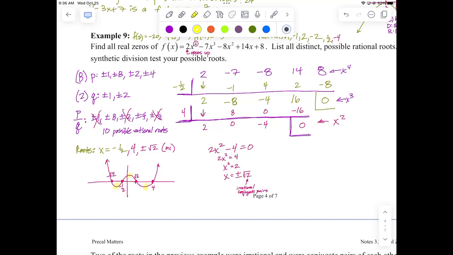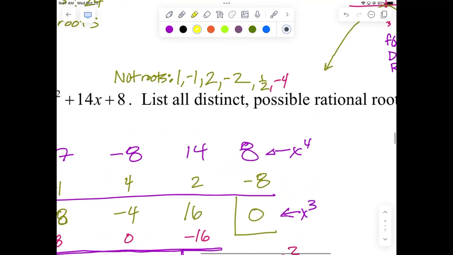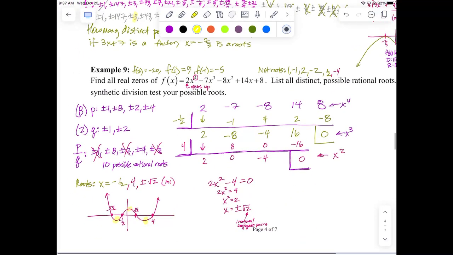So, how did it feel to be a lonely teenager in prehistoric Earth when dinosaurs roamed the Earth and there was nothing to do but sit around at home and try out possible rational roots using synthetic division? We only had 10 of them to try out. How many did we actually end up trying? We tried out 7, didn't we? We never tried out positive 4 or plus or minus 8. But we did 7 of the 10, and we had a good time doing it, didn't we? We did do positive 4. So we actually tried out 8. We just didn't do the last 2.